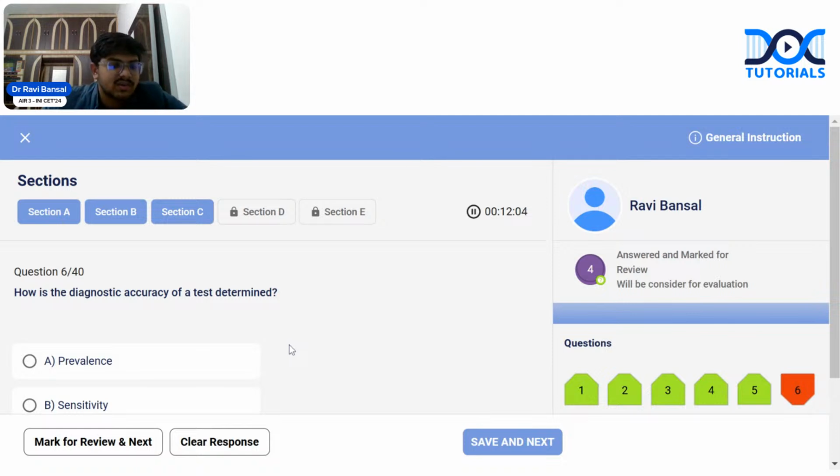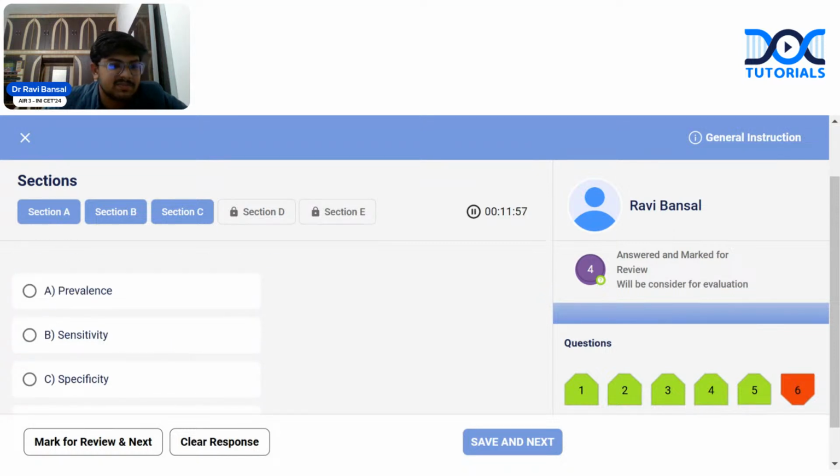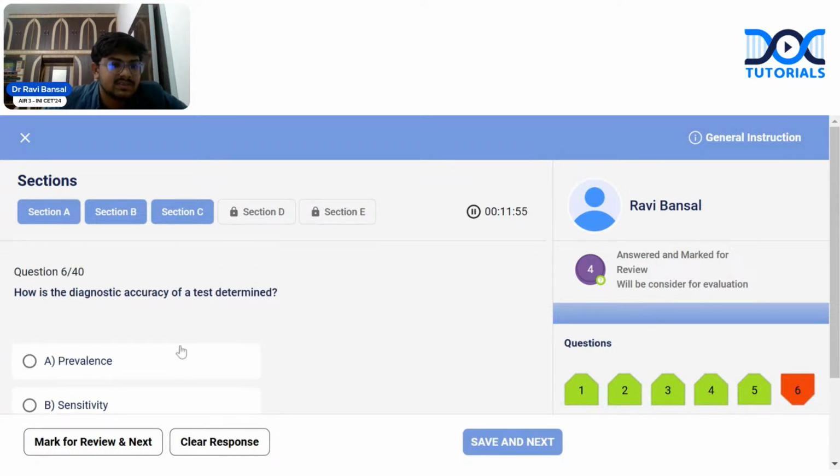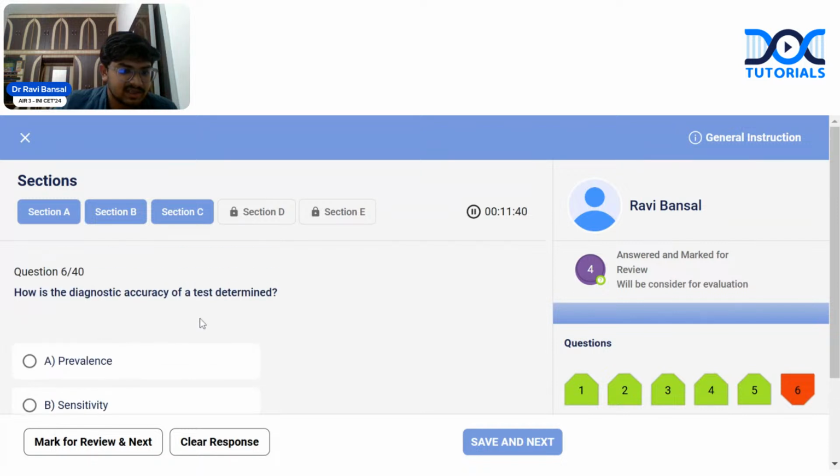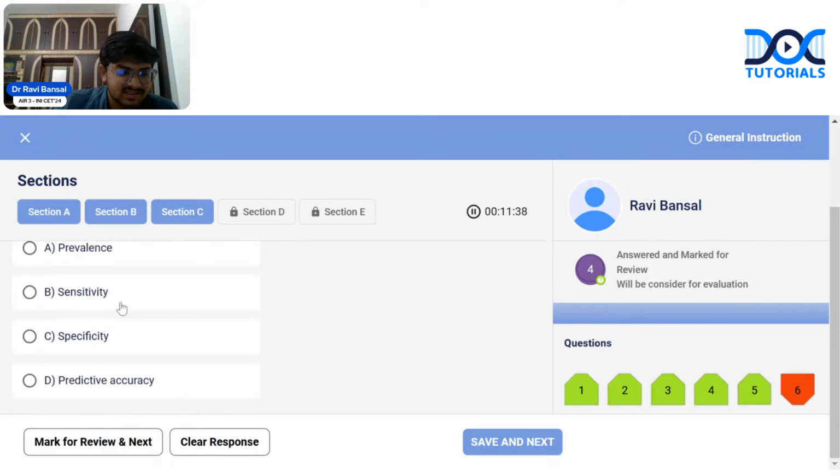Diagnostic accuracy of a test is determined by. I remember studying it, but I do not remember sensitivity, specificity, PPV, and NPV. They have given both sensitivity and specificity. If this was the answer, sensitivity and specificity go side by side. So B and C I think cannot be the answer to this question.